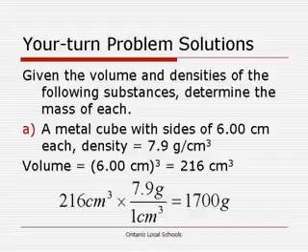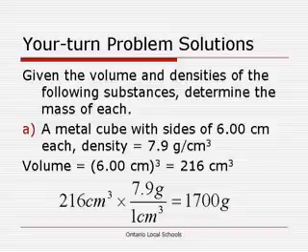Now, we have a volume of 216 cubic centimeters. We're going to multiply that by the density, 7.9 grams over 1 cubic centimeter. We're using the density as a conversion factor, and our cubic centimeters will cancel. We're left with grams as a unit, and we get 1,700 grams.